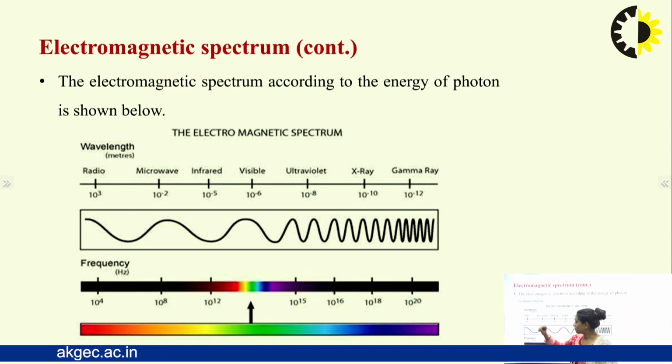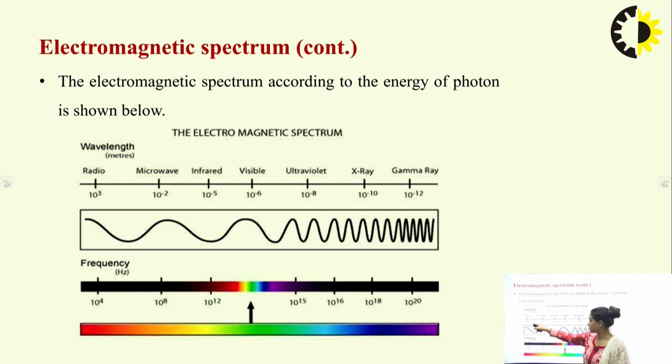Wavelength of radio waves falls in the range of meters, right? It's 10 to the power 3. Whereas frequency, we can see, increases from 10 to the power 4 Hertz to 10 to the power 20 Hertz. Gamma rays have maximum frequency lying in the range of 10 to the power 20 Hertz, whereas the wavelength is shown in meters.